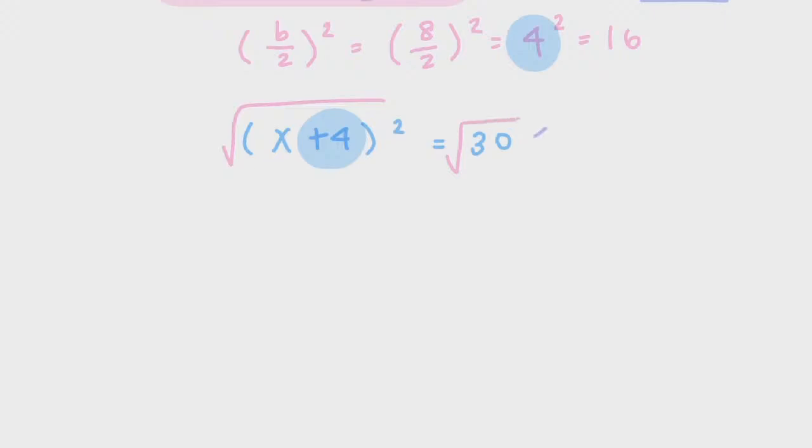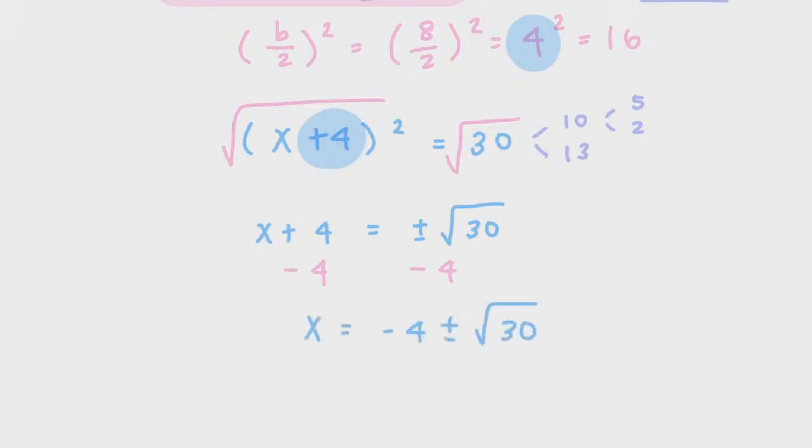Let's see if 30 can be simplified. 30 would break up into 10 and 3. 10 would break up into 5 and 2. And there are no pairs, so that means we can keep it as square root of 30. So x plus 4 is going to equal plus or minus square root of 30. And then to solve for x, we're going to subtract 4 on both sides. So x equals -4 plus or minus square root of 30.